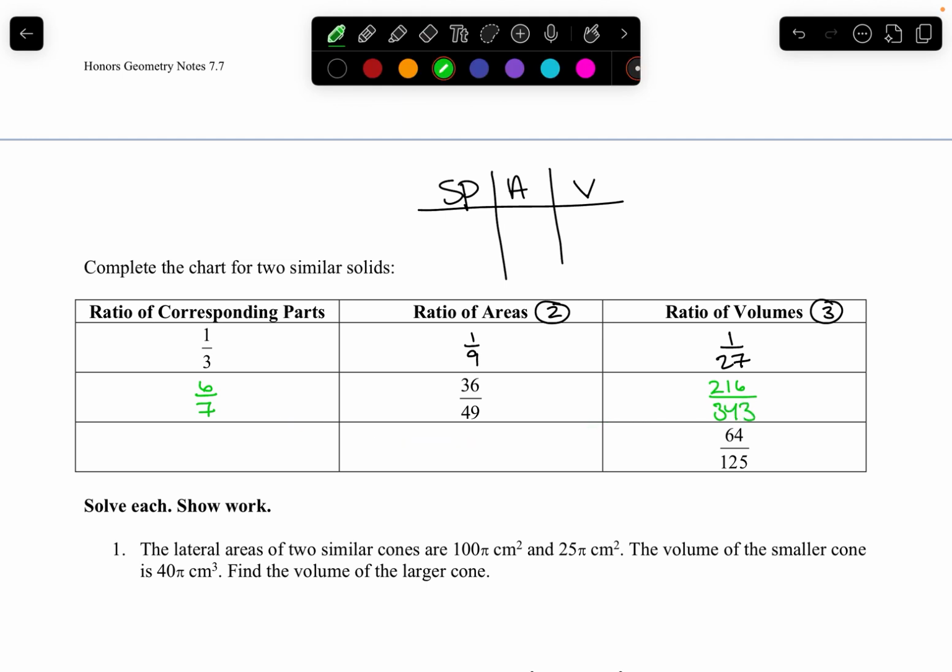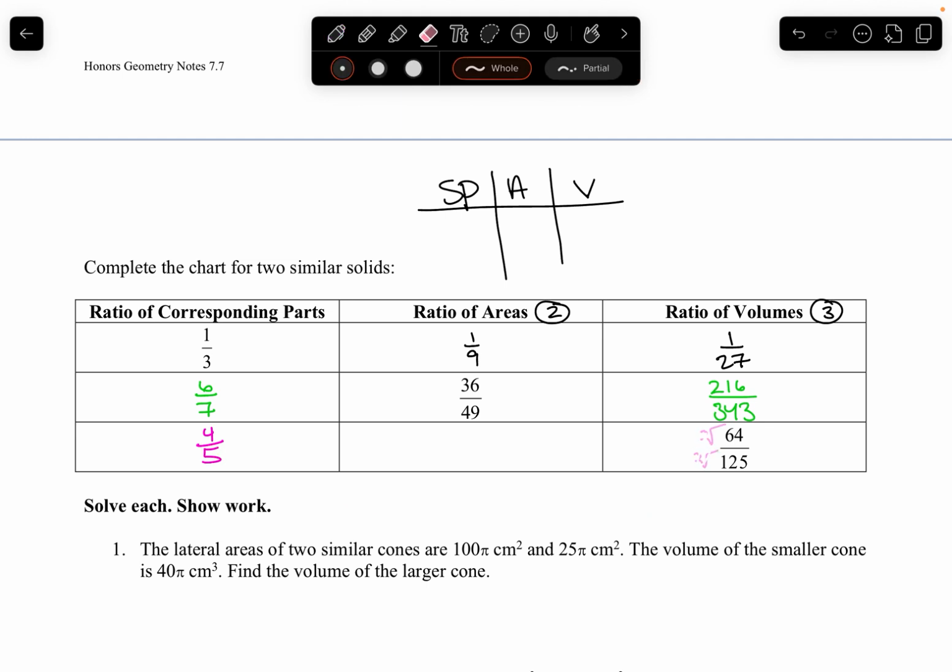And then lastly, I've got 64 over 125. I've got to go this way, which means that I have to cube root each of those things. Remember that you can get the cube root by going to math in your calculator and going to the fourth option. So the cube root of 64 is 4. And then I think this is 5, but I'm going to check it anyways. 125 is 5. So this will be 4 over 5.